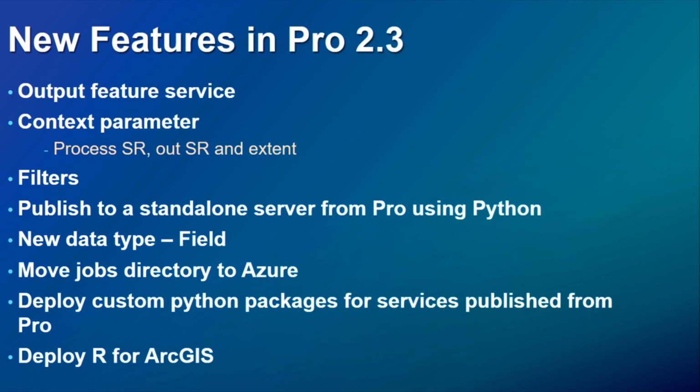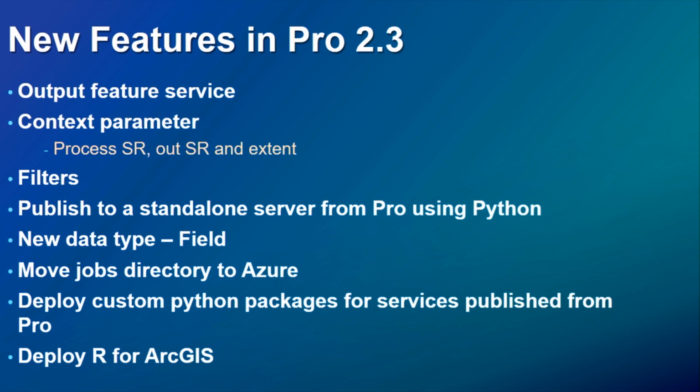First, the output can be an output feature service. In the past, we supported map services only. So the output feature service can really help if you have a really big dataset or big output, since you can bypass the 1,000 feature limit. There is also a new context parameter. If you consume our web tool at the REST endpoint, we put the process spatial reference and output spatial reference into this new context parameter, and you can also specify the extent of the GP service.